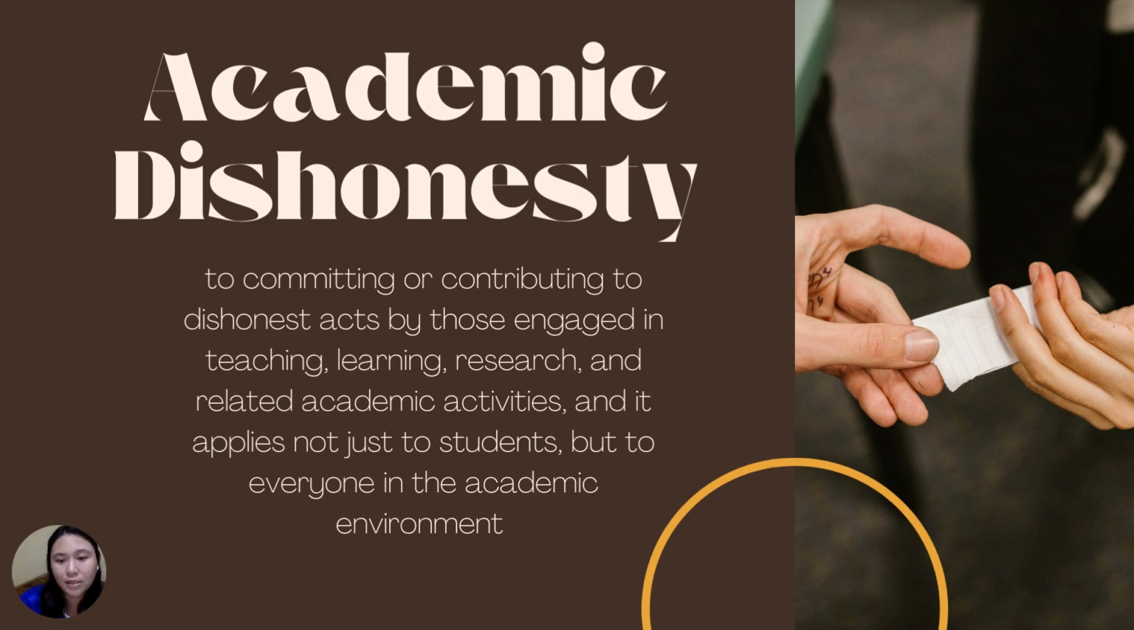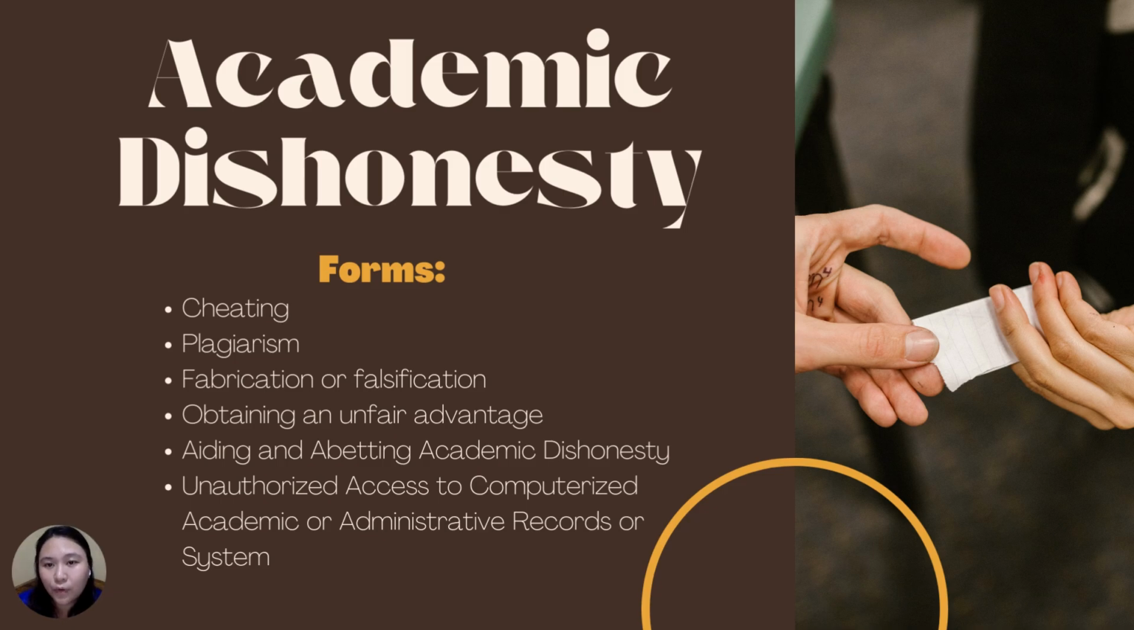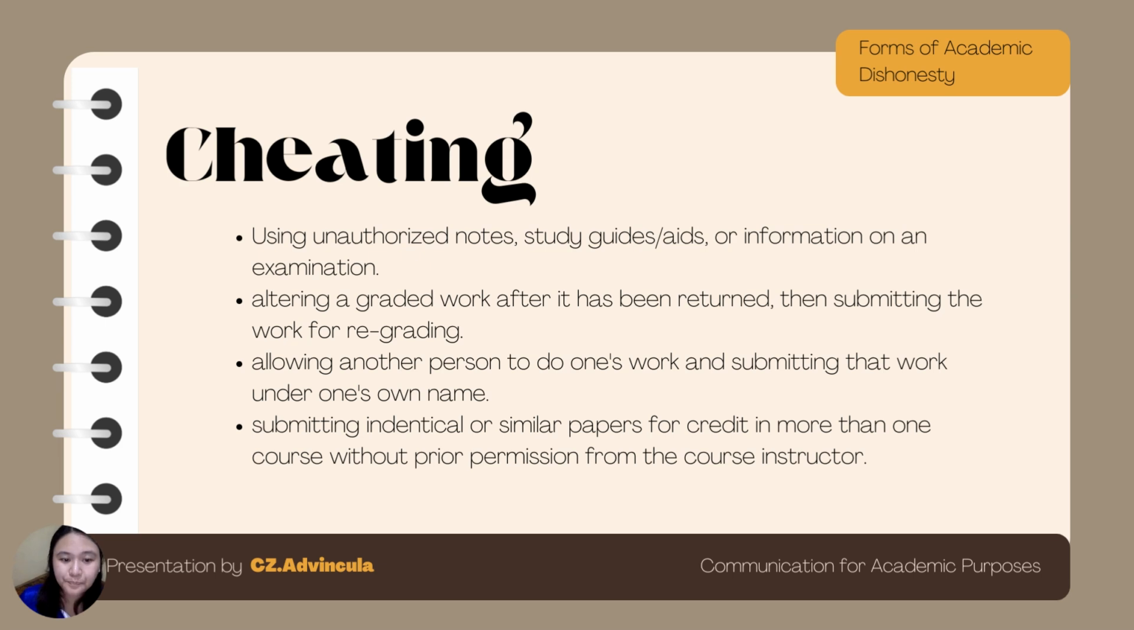So there are some forms, which I know you're quite familiar with the first three, which are cheating, plagiarism, fabrication or falsification, and then we have the obtaining of unfair advantage, aiding and abetting academic dishonesty, and the last one is unauthorized access to computerized academic or administrative records or systems. So let's first discuss the most familiar one, which is cheating.